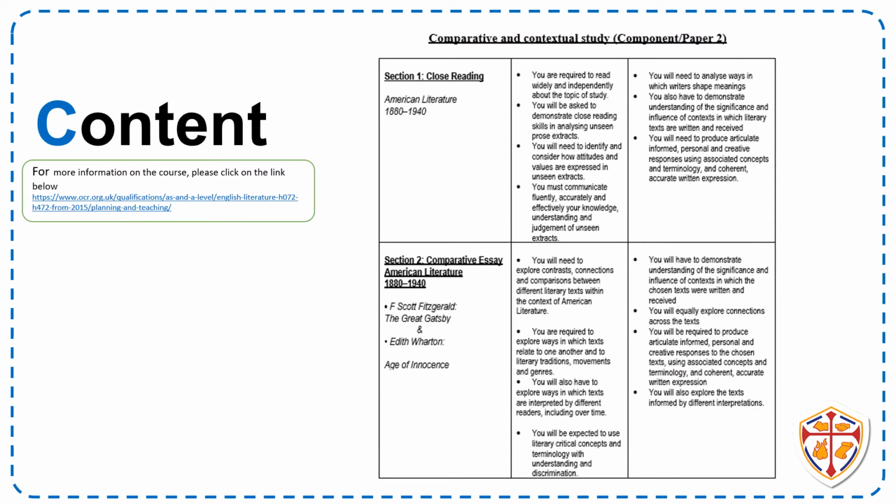As for the comparative and contextual study, which is component 2, the close reading of American literature between 1880 to 1940, students will be required to read widely and independently about the topic of study. They'll be asked to demonstrate close reading skills in analyzing unseen prose extracts. They will also need to identify and consider how attitudes and values are expressed in unseen extracts, where they will communicate these ideas fluently, accurately, and effectively, where knowledge, understanding and judgment of unseen extracts are coherently expressed.